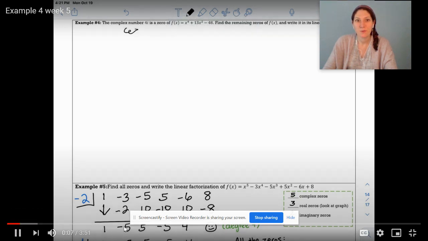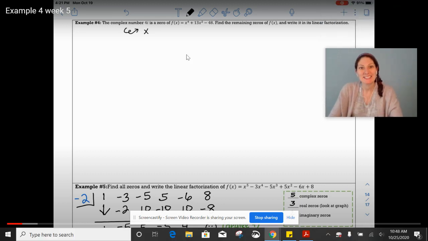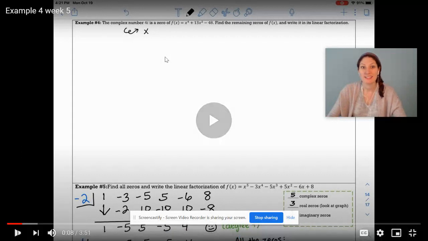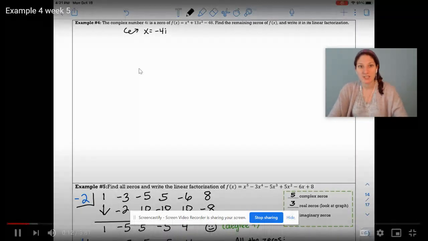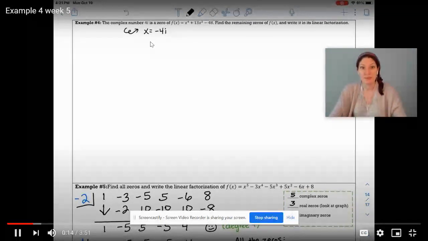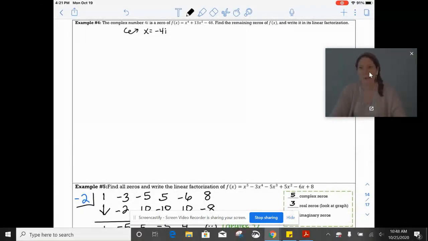Okay, number 4. So the complex number x equals 4i is a zero of this polynomial function. Find the remaining zeros of the function and write it in its linear factorization. So if they tell you one imaginary zero, then you gotta know that there is another zero that comes along with that. So the complex conjugate of this given zero would be x equals negative 4i.